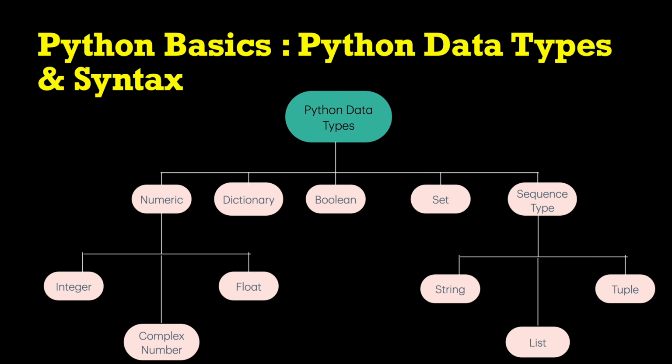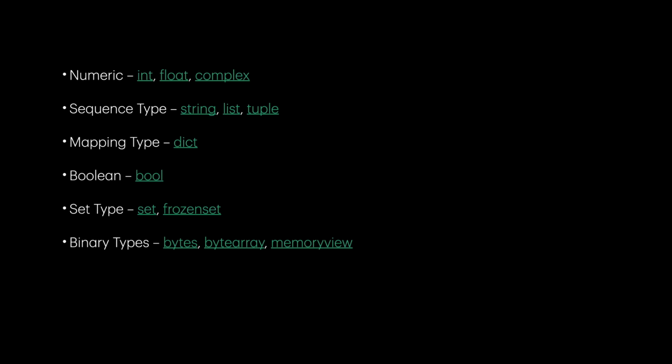We'll start from Python basics. There are multiple types of Python data types, which are numeric, dictionary, Boolean, set, sequence, and corresponding data types are further categorized into the subtypes. Like the numeric data types is having integer, complex number, and float data types, and the sequence data type contains string, list, tuple, etc. We'll see these corresponding data types in detail.